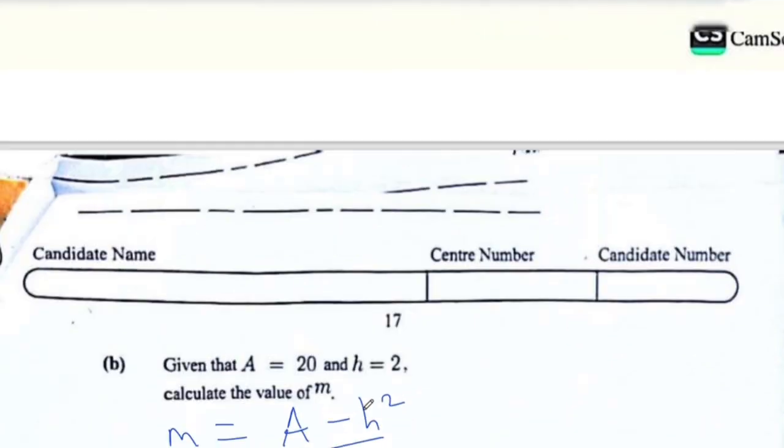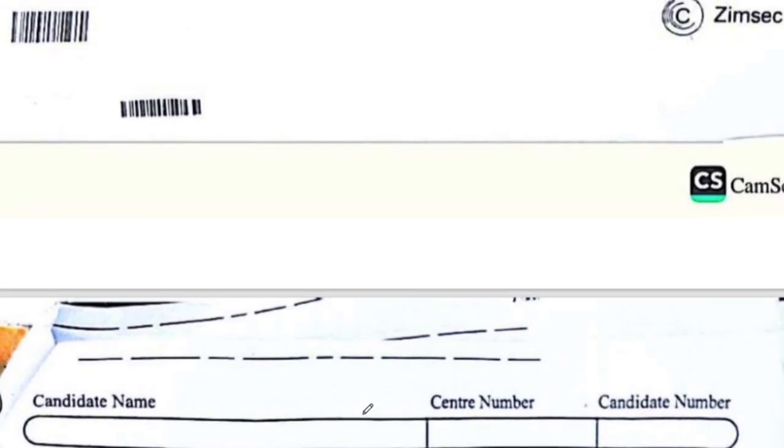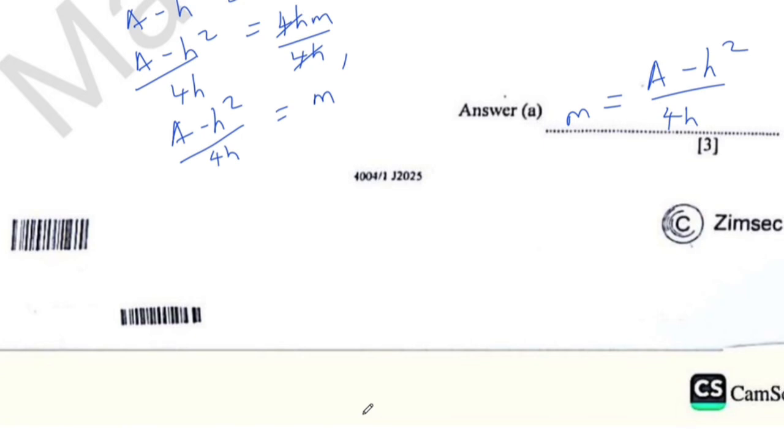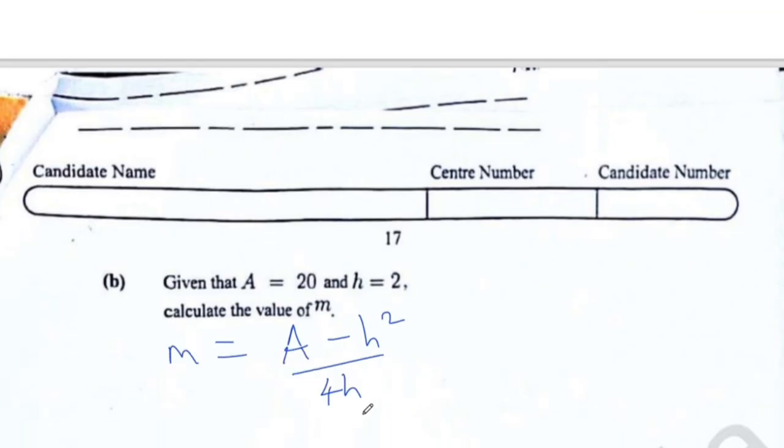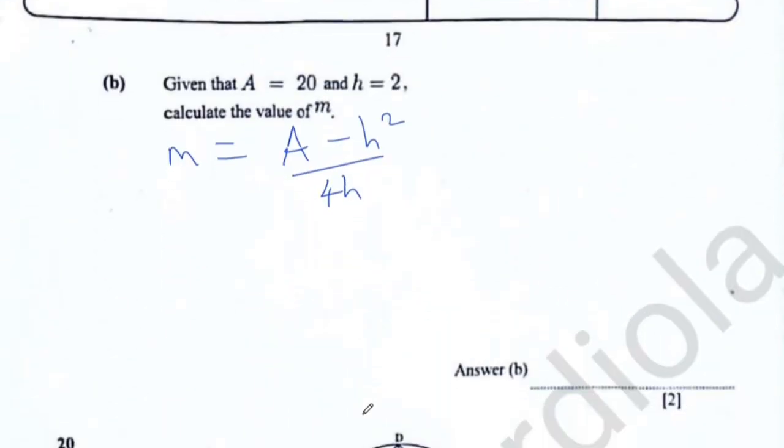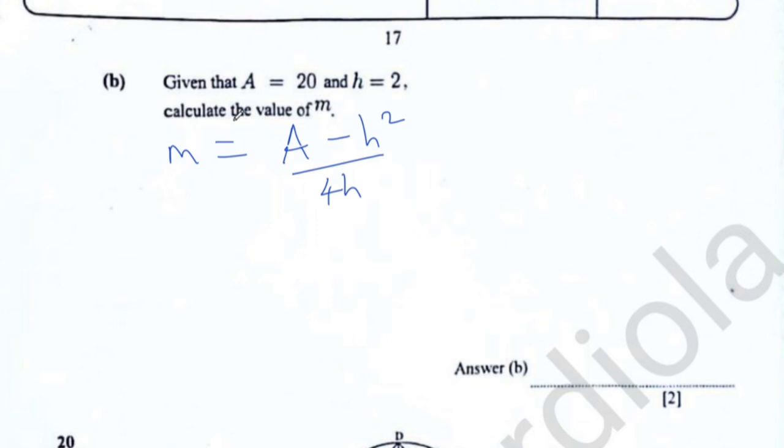Now, after we've rearranged this, simply what we need to do is to plug in the correct values to find the value of the unknown that we are looking for. So here, a is equals to 20, so m is equals to 20, minus h is equals to 2, so 2 squared, that's equals to 4, and then 4 times h, or 4 times 2.